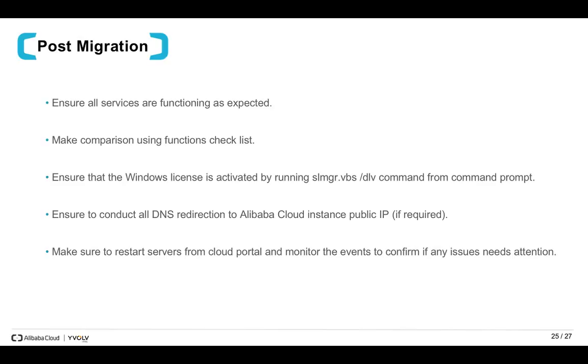As I mentioned earlier, post-migration, there are a few steps involved. Now that we have migrated most of the workload, this is where the checklist comes into place. Ensure all the services are functioning properly and make a comparison using the checklist. If there are different experts involved within the IT workload, you might have to engage the application expert, DBA, and a project manager to verify that all the process went smoothly, and ensure that the Windows license is activated. Most of the time it gets activated by default. If not, you might have to simply run this command to get it activated, and ensure you conduct all DNS redirection to the Alibaba Cloud public instance if required.